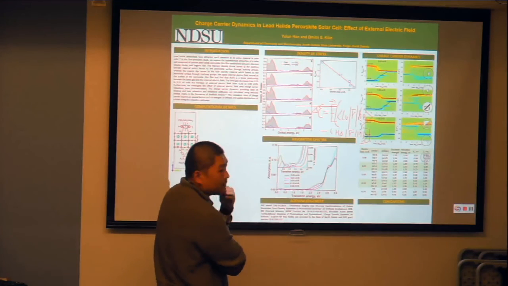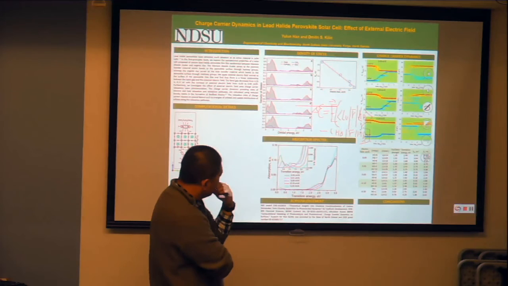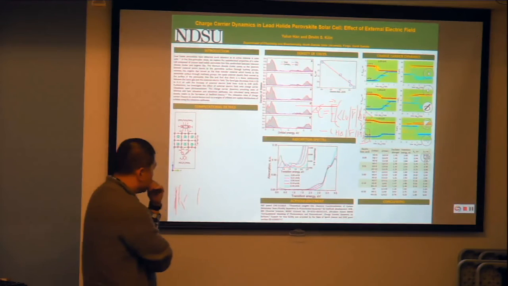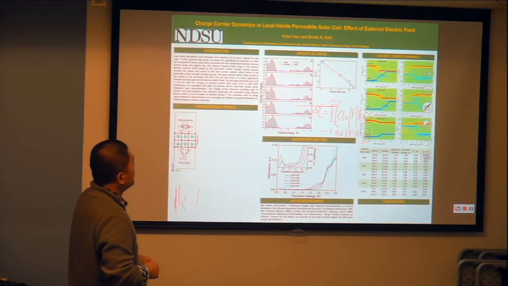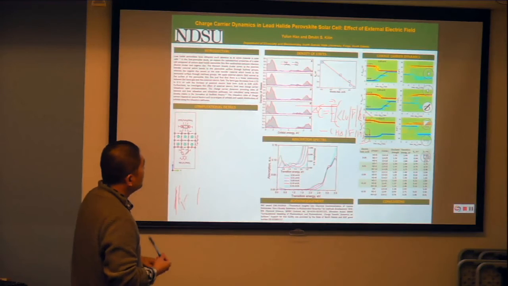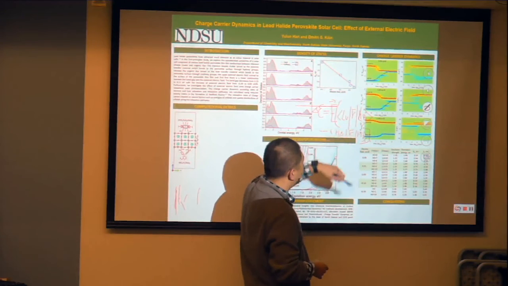It might be too, if we just extended the plot to like 4 eV, those other curves might show it, the increasing onset. Yeah, that's true. And here I just show the charge dynamics.